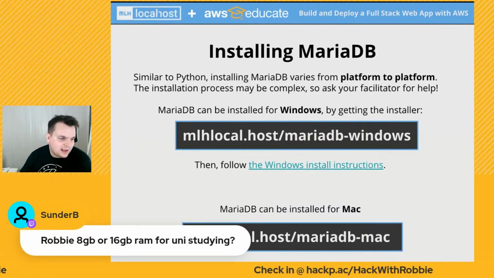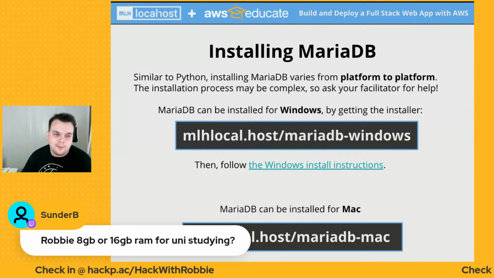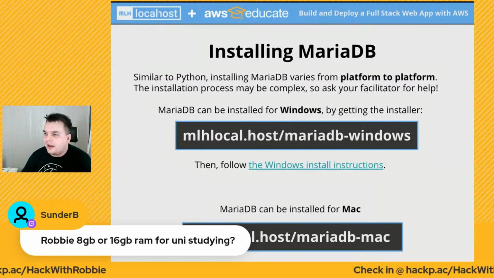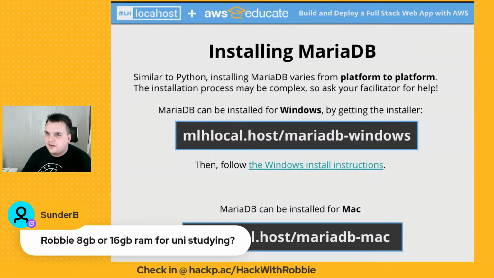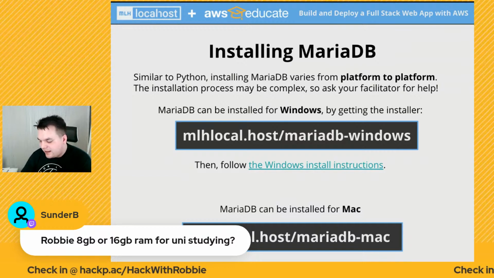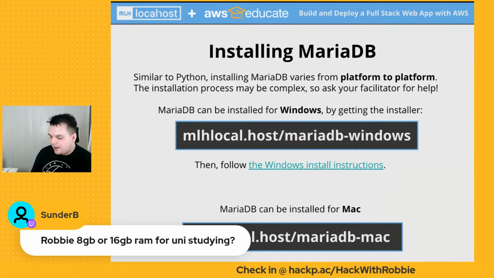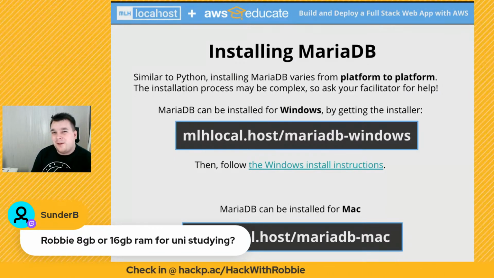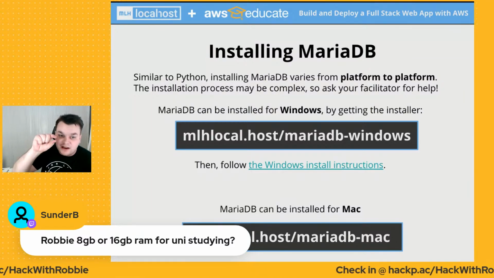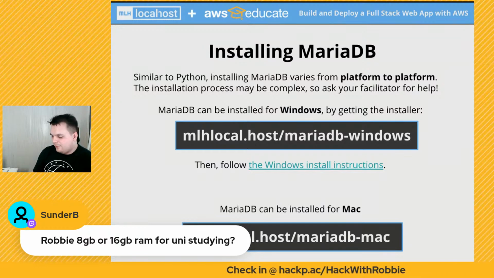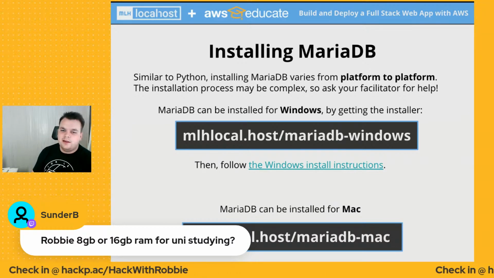8 gig or 16 gig of RAM for uni studying? 32? You definitely don't need 32 gig of RAM. My personal MacBook Pro has 32. My work one has 16. I don't really notice a difference. I used to have the old 12-inch MacBook. I don't know if anyone remembers that. It was the first MacBook that Apple brought out with USB-C in 2015. That thing was severely underpowered. I mean, it was really, really thin, right? And it never had fans or anything, so it's fanless. But it was not a powerful machine.